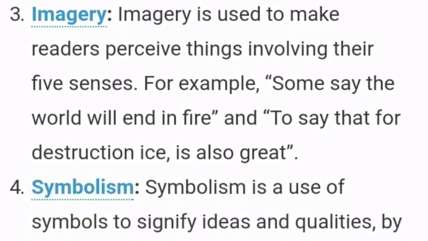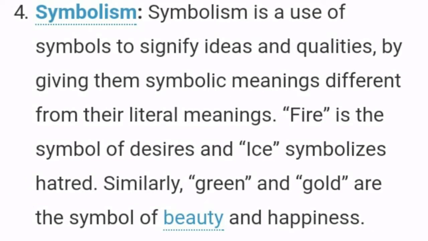The next poetic device is symbolism, which we already learned in the previous poem. Snow and hemlock tree, both are symbolically used. Here, what is symbolism? It's the use of symbols to signify ideas and qualities, by giving them symbolic meanings different from their literal meanings.